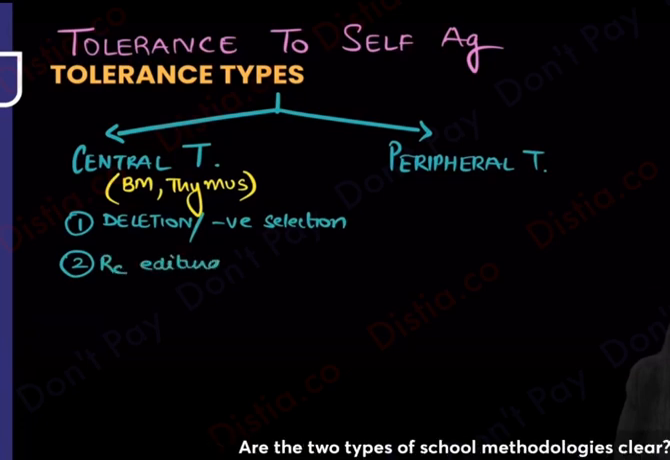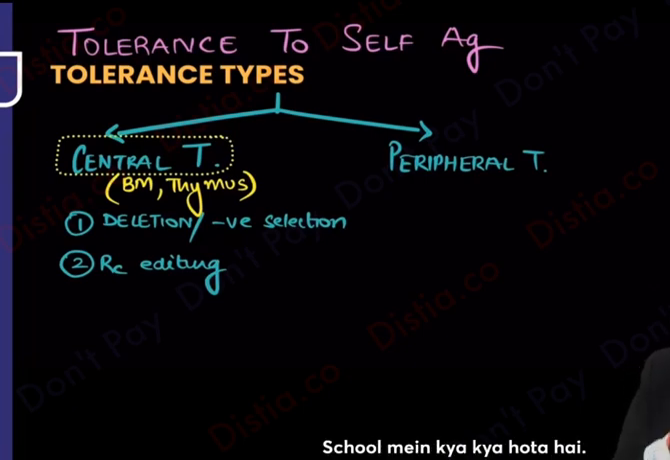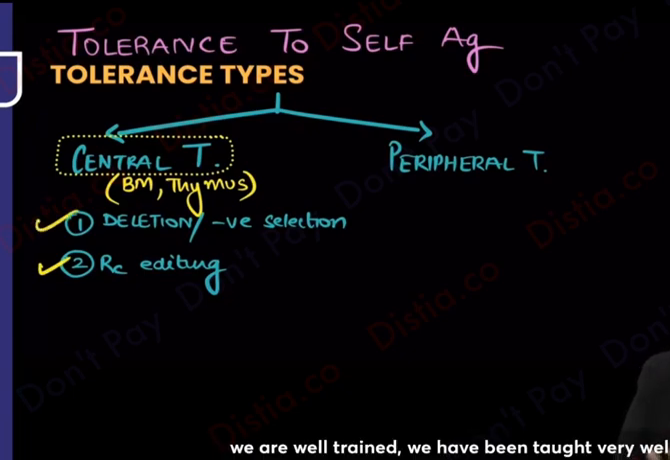Are the two types of school methodologies clear? Are we done with central tolerance? School mein kya kya hota hai? But tell me, does everyone go to school? No, na? Some people bunk school. Ideally, if everyone would have been going to school, then B cells and T cells both would have known that, okay, we are well trained, we have been taught very well, but everyone doesn't go to school, people bunk.